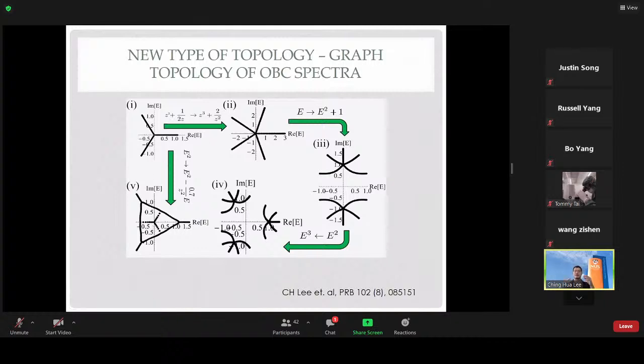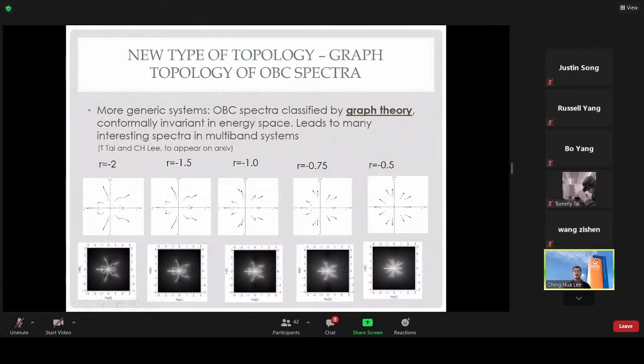So this type of graph-theoretic classification of spectral structures is a new avenue of topology that I would say has not really been discussed in the literature. This was first put up in my PRP paper last year, and right now, me and one of my students, Tommy, are investigating even more intricate structures and an even more systematic way of classifying this type of graph-like structures in the energy spectrum.